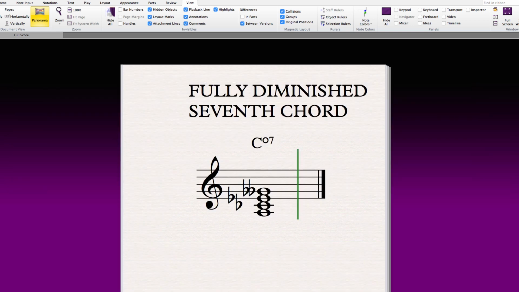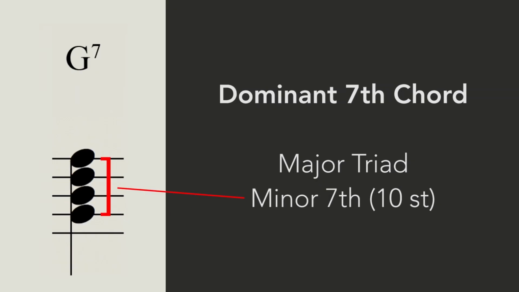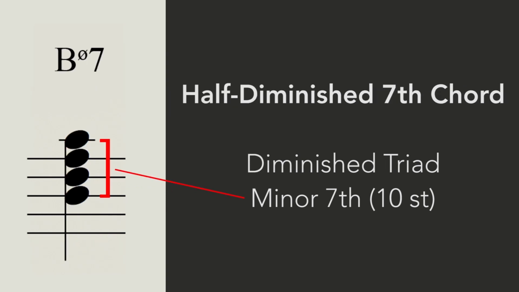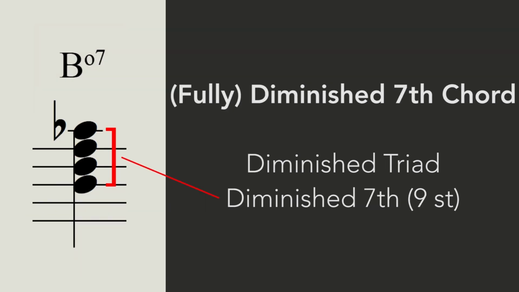I also briefly mentioned the fully diminished 7th chord, which doesn't naturally exist in major or minor keys without altering the scale. It's a diminished triad with a diminished 7th on top, but we'll come back to that one in just a bit. Also, if you're a bit rusty on this, go back and rewatch part 21, where I explain the form of each of these 7th chords in more detail.